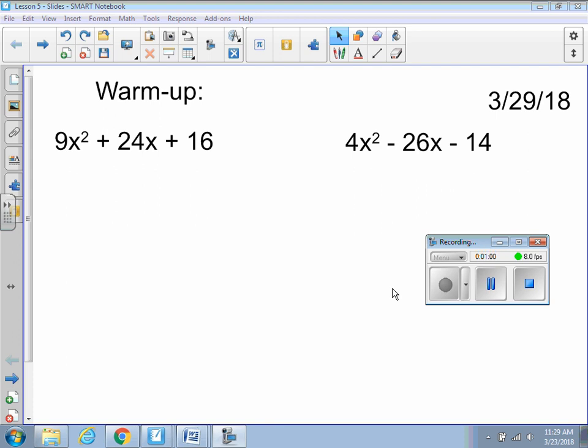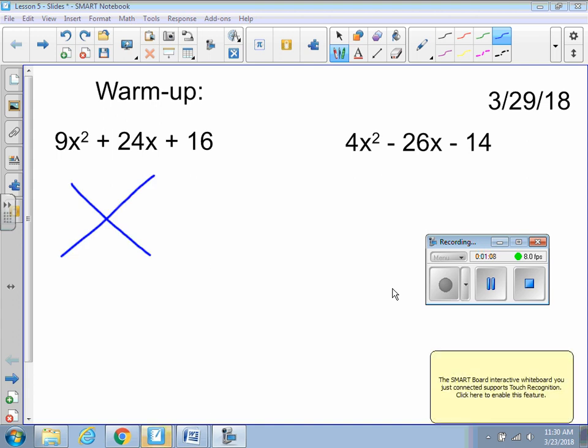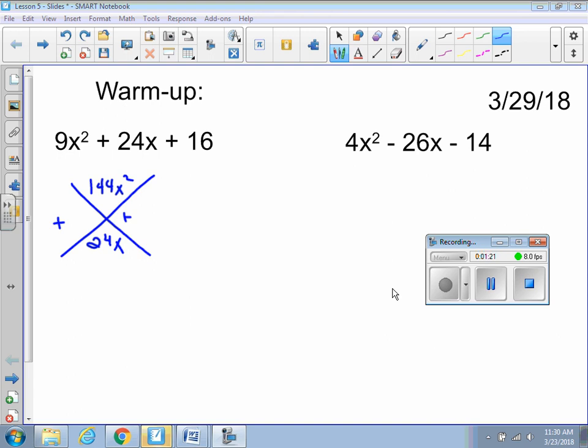So it's 144x squared on top and 24x on the bottom. So since 144 is positive and so is 24, it's going to be plus plus. So now we just have to think about the factors of 144 that add up to 24, and they're actually 12 and 12. So we have 9x squared plus 12x plus 12x plus 16.